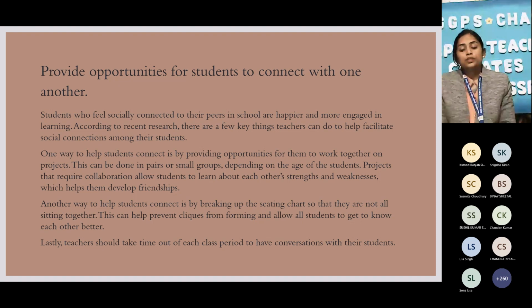Another way to help the students connect is by breaking up the seating chart so that they are not all sitting together. This can help prevent cliques from forming and allow the students to get to know each other better. So they should engage themselves. Not only four or five students who are best friends sitting together and enjoying together. We should break that seating arrangement into different places so that each one engages with each one and knows about each of their friends.